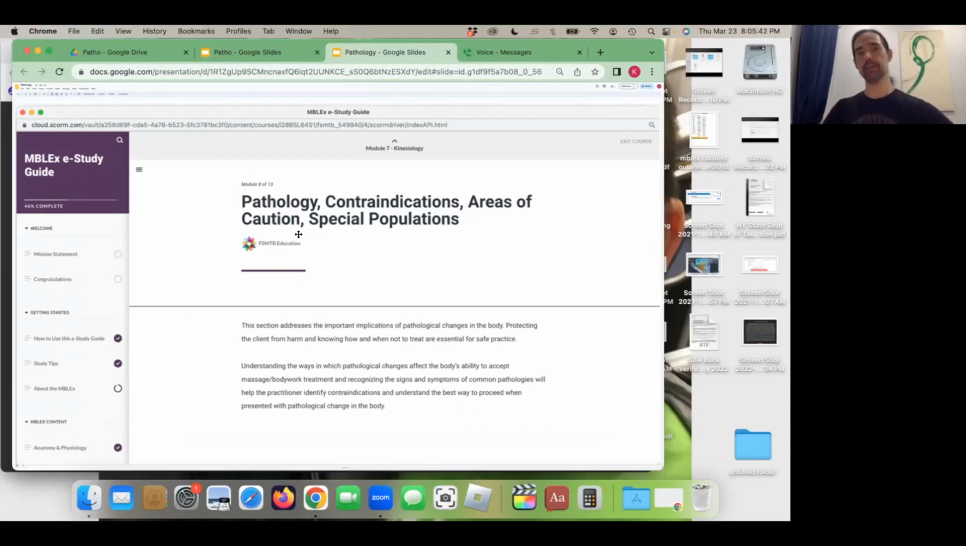And I just want to remind you that pathology includes contraindications as well as areas of caution, and then special populations. As far as I can tell, contraindications, areas of caution, and special populations all have significant overlap.